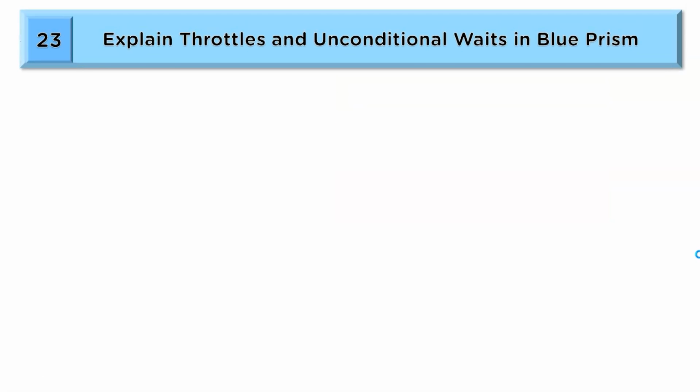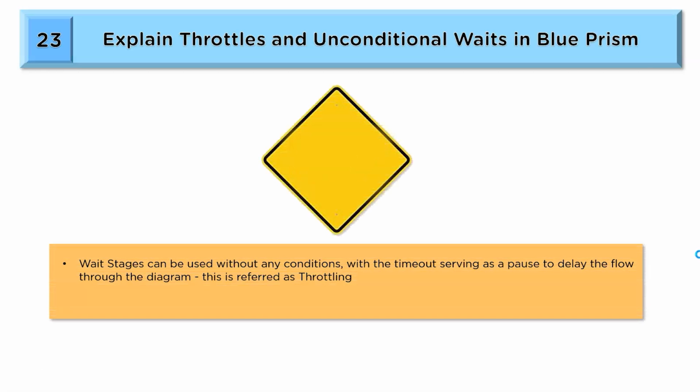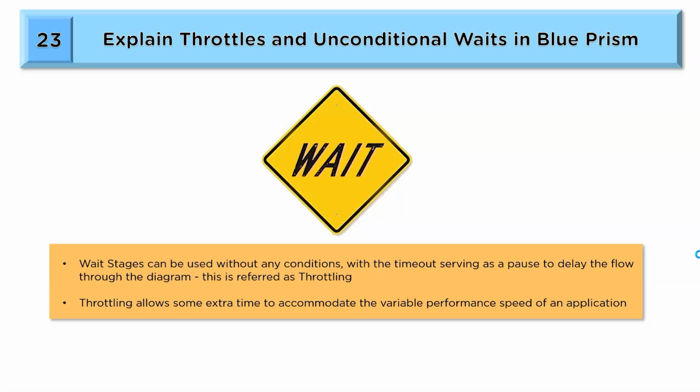Explain throttles and unconditional waits in Blue Prism. Wait stages can be used without any conditions, with the timeout serving as a pause to delay the flow through the diagram. This is referred to as throttling. Throttling allows some extra time to accommodate the variable performance speed of an application. It is best practice to include throttling at the beginning of every action page that interacts with the application.